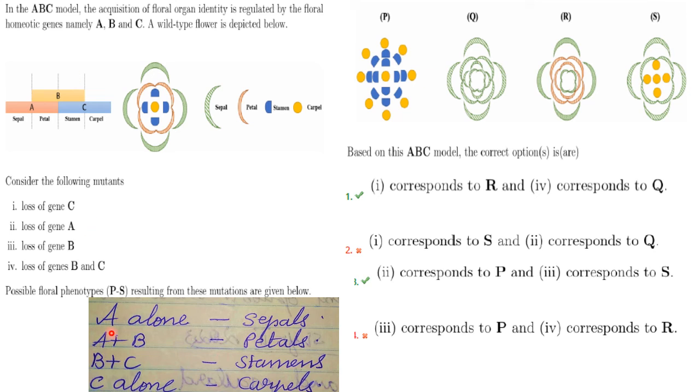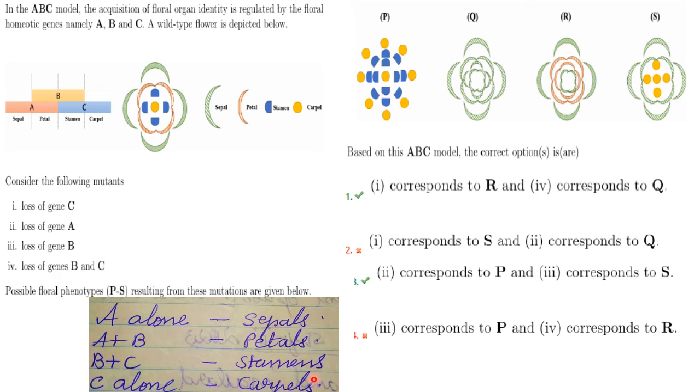But before that, you should know one thing. This is the ABC model, and you can see that A gives rise to sepals, A and B together give rise to petals, whereas B and C together give rise to stamens, and C alone gives rise to carpels. That is what I have written over here for easy understanding.